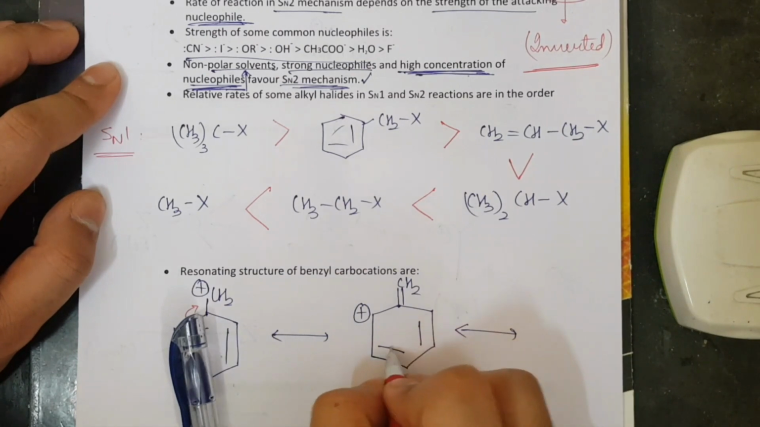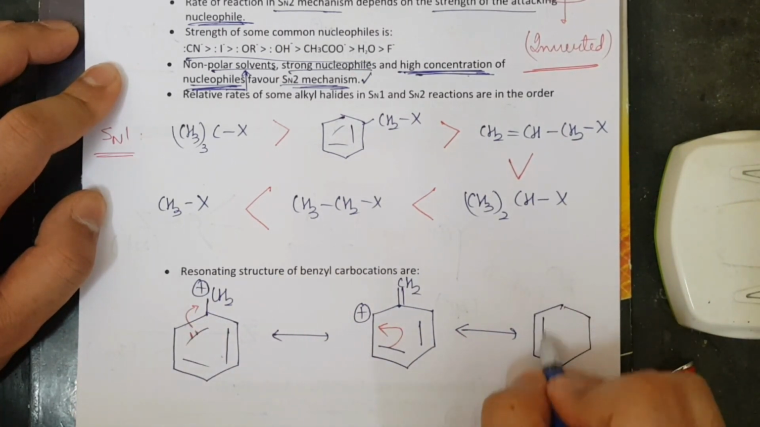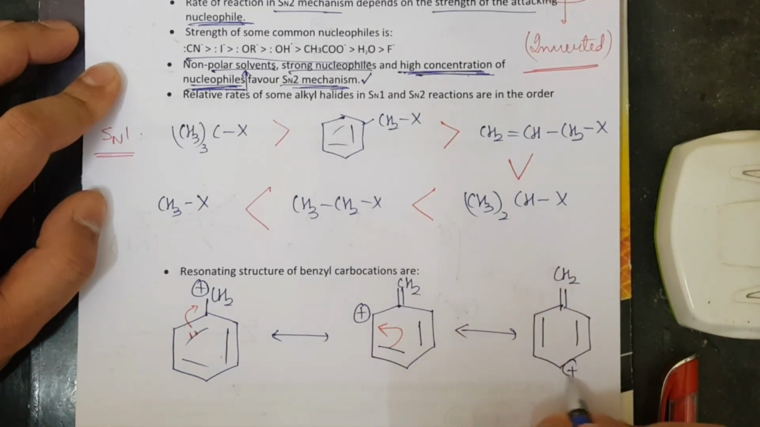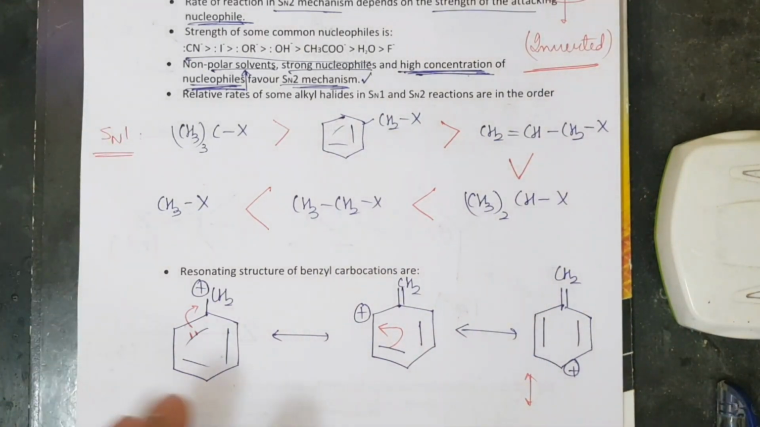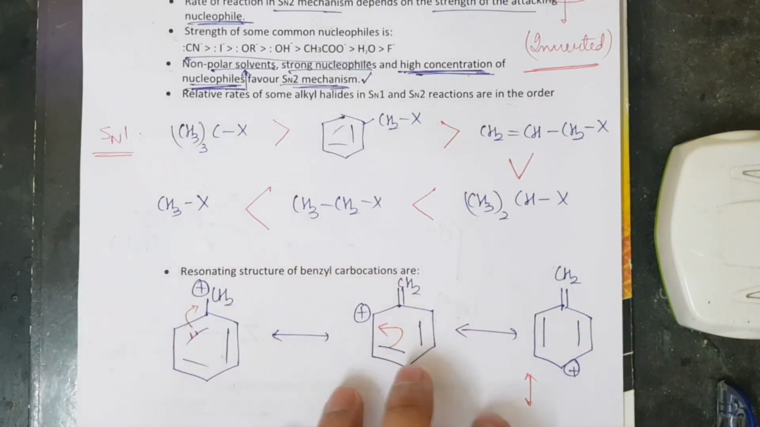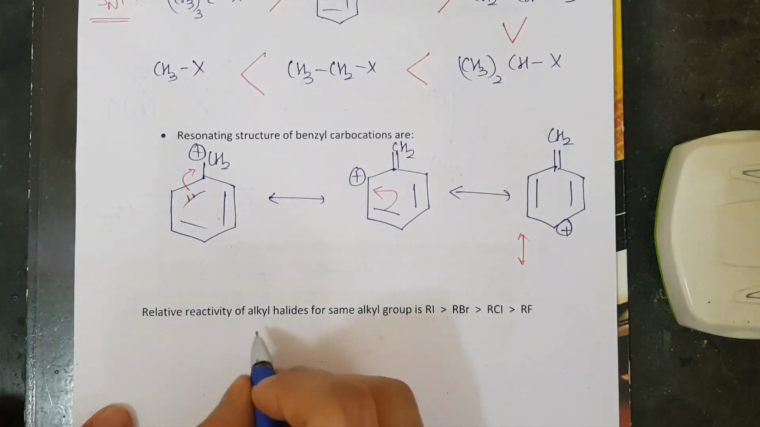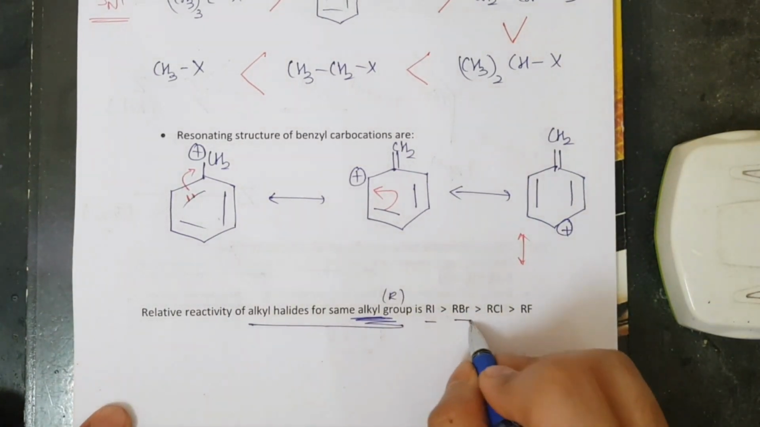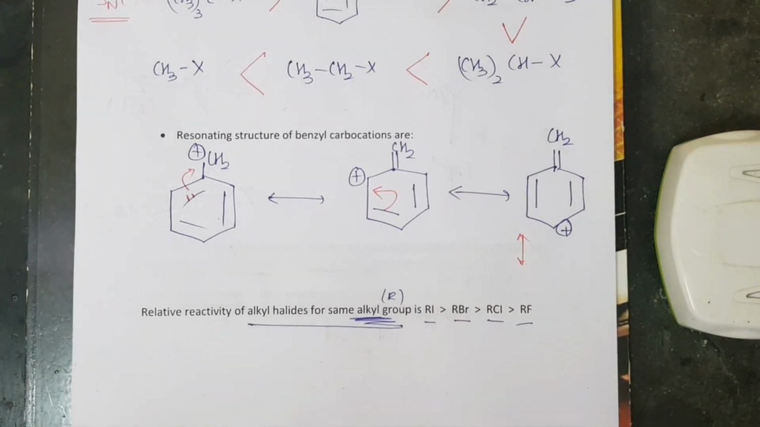Similarly, you can draw the other structures where this bond moves from here to here, giving the formation of a double bond. This double bond is here, CH2 double bond, and the plus would be here, and similarly all the other things which would be going on. So you can draw the other structures. So these are some of the resonance structures of the benzyl carbocation. The relative reactivity of the alkyl halides from the same alkyl group R is RI, RBr, RCl, RF, once again because the R-I bond is easy to break.